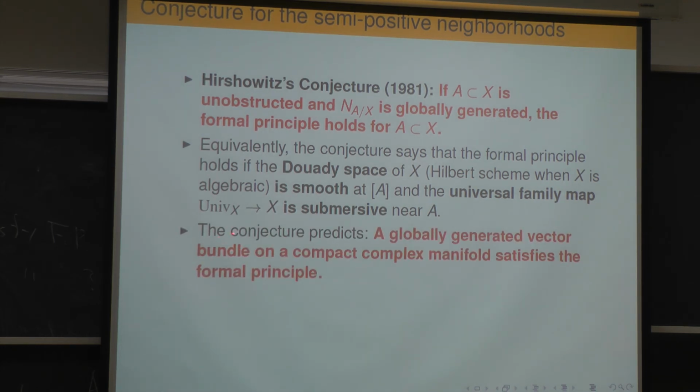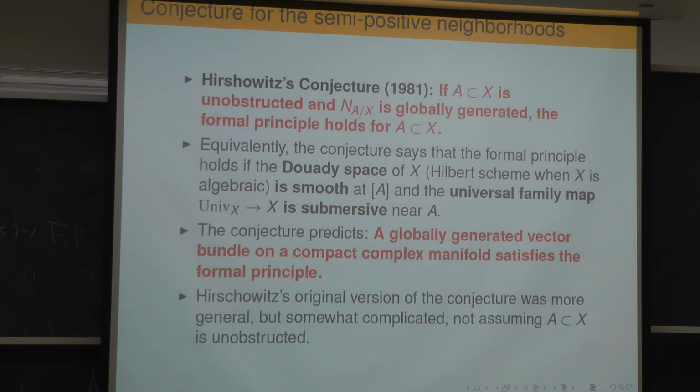In particular, this conjecture predicts that a globally generated vector bundle on a compact complex manifold satisfies the formal principle. And in fact, Hirschowitz's original version of the conjecture was more general and somewhat complicated, because he doesn't assume the submanifold is unobstructed. But I formulated here a slightly simplified version of his conjecture, assuming that A is unobstructed. Okay, so that is the conjecture.